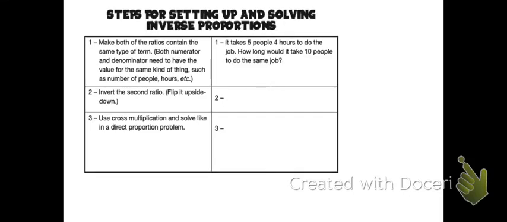Here it says it takes 5 people 4 hours to do the job. How long would it take 10 people to do the same job? So you need to first set up a proportion, set up a ratio.